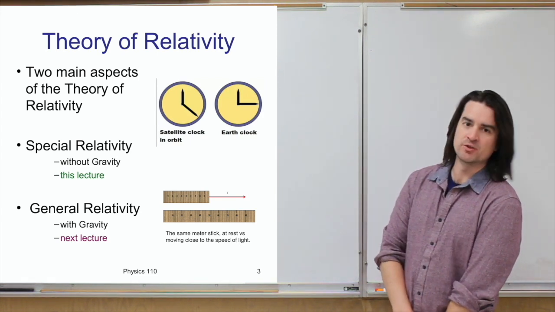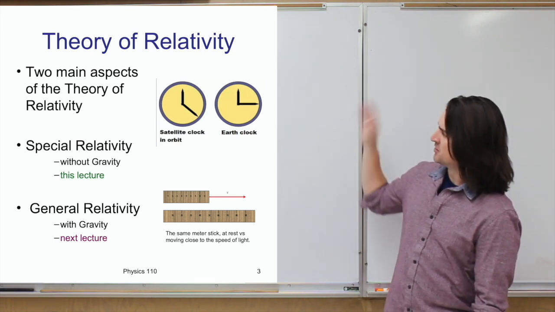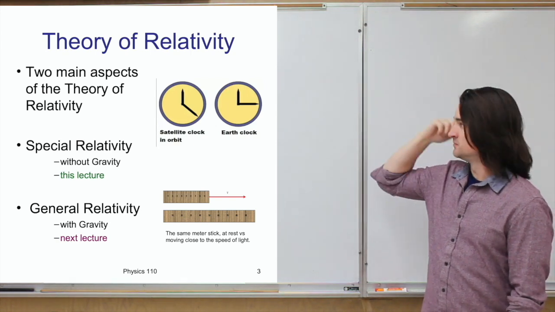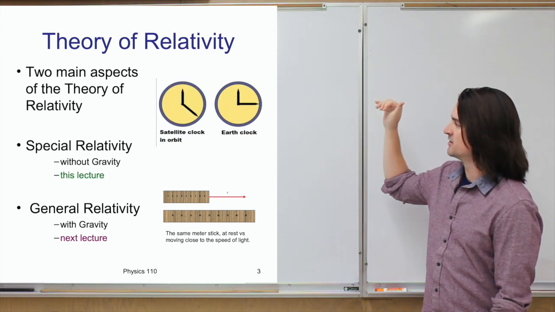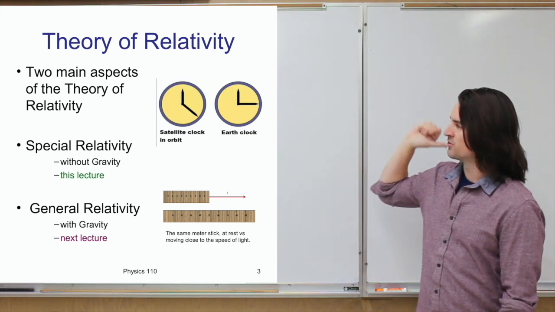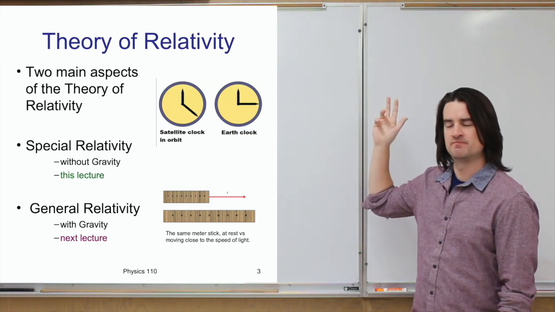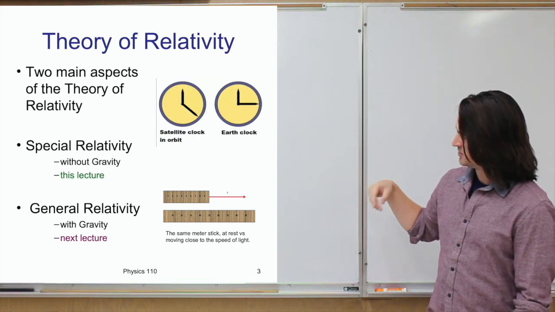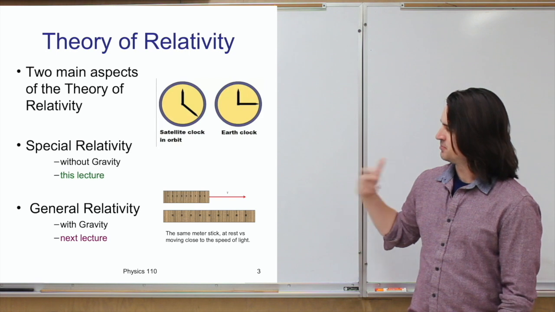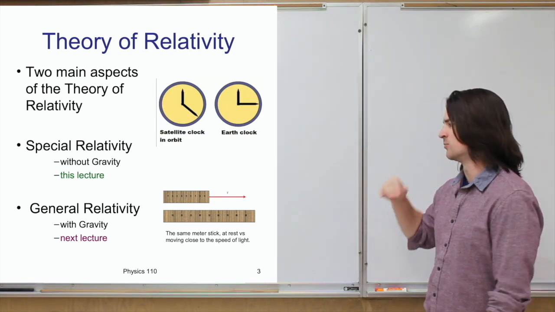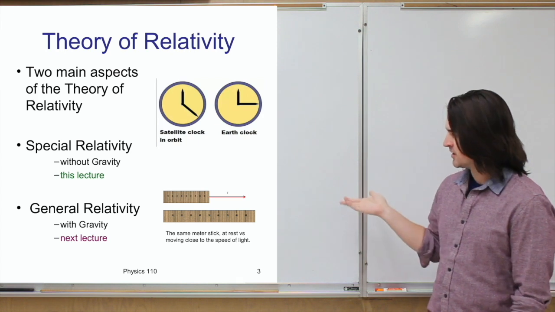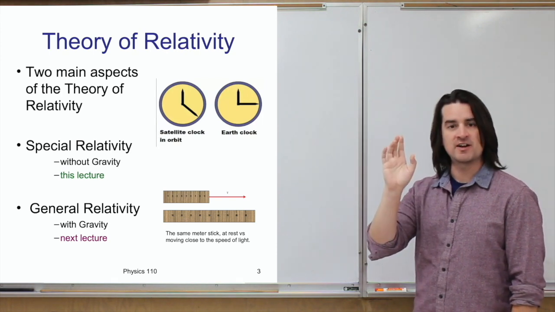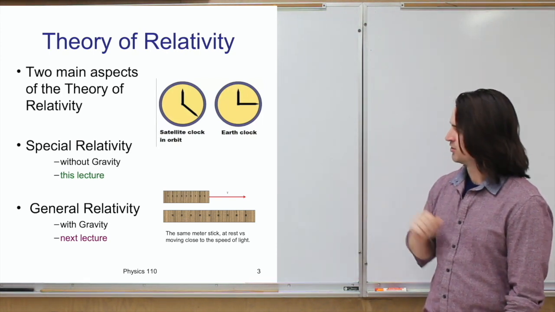And just a little bit of a preview of what's to come, there are two different images here. The first shows some clocks: one would be a clock in a satellite in orbit, and one a clock on Earth, and it shows that they're not indicating the same amount of time elapsed. This other one shows two different pictures of the same meter stick, one where the meter stick is at rest, and the other when the meter stick is moving very fast at a constant rate, close to the speed of light.